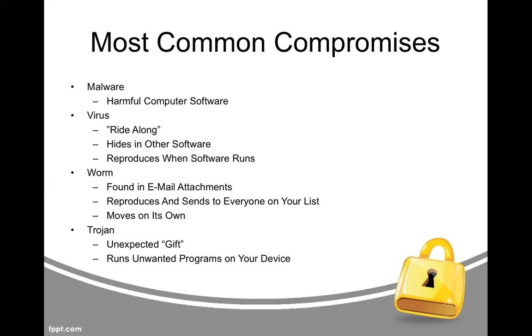And it's from someone you don't recognize. This reproduces and sends to everyone on your list. Okay, so it sends to everyone on your email list, everyone in your contacts, all those different things, and this moves on its own. That's why it's called a worm.